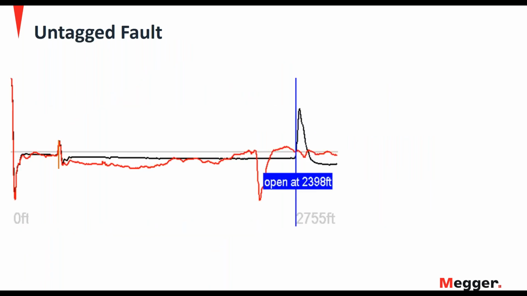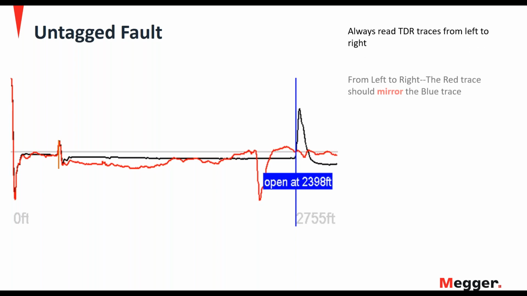Now let's review a trace where the automatic software did not tag the fault. It didn't give us a fault distance. I'm reading from left to right. You can clearly see over on the left-hand side where the red trace mirrors through what was probably a reflection off of the splice.